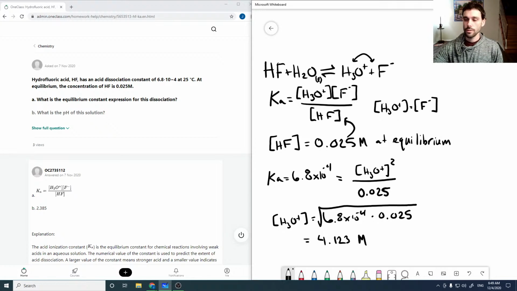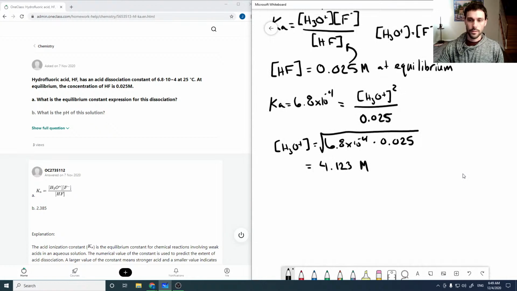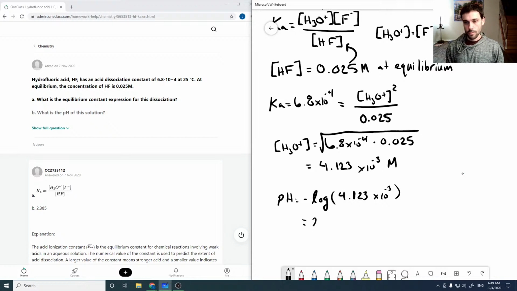And then our pH, that would be a giant concentration, 4.123 times 10 to the minus 3. Okay, and then our pH is just the negative logarithm of this value. Again, logarithms don't like units, so we're just going to drop it there. And so 2.385. So our pH for the solution is 2.385.